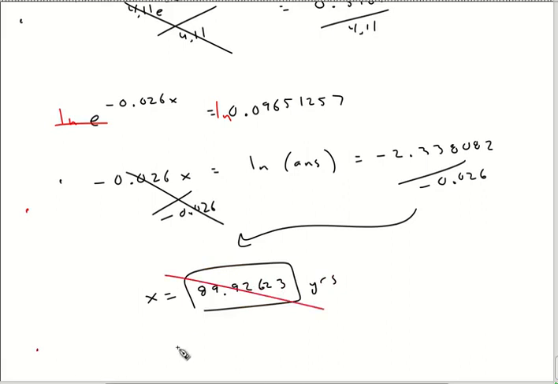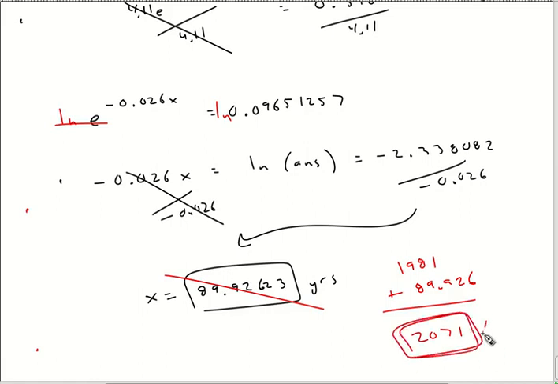I'm sorry. No, why is it wrong? Because it's 1981 plus the 89.926 whatever, and it actually turns out to be 2071 whenever you round it. So 2071 is your answer, like AD. That's kind of what they're going with. Cool, we did it.